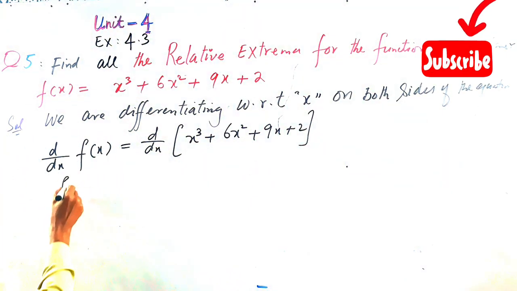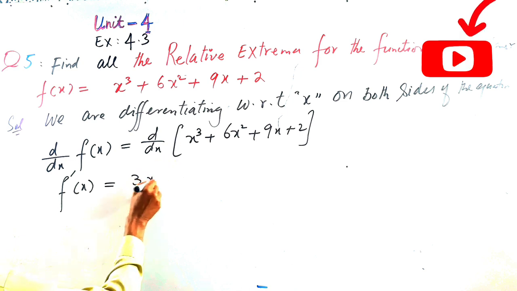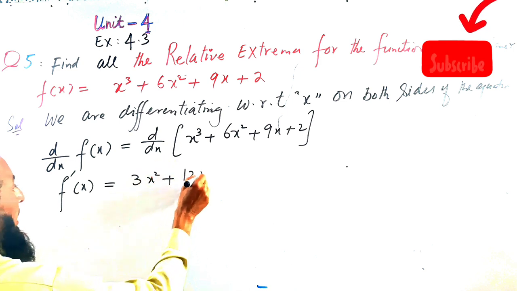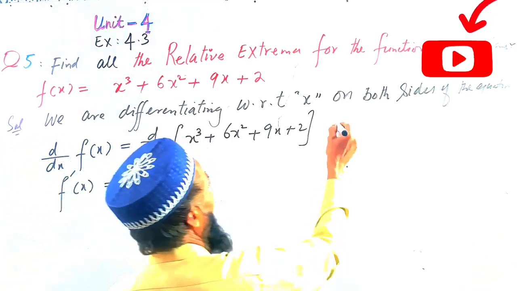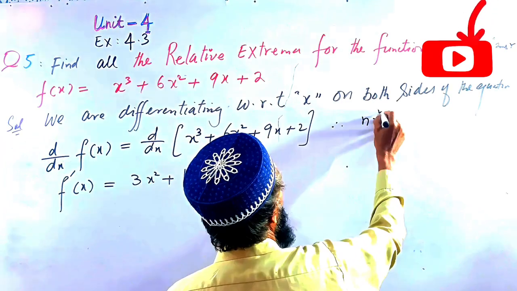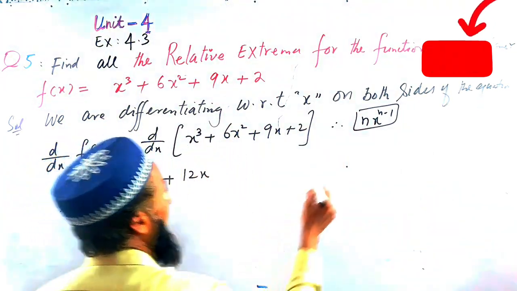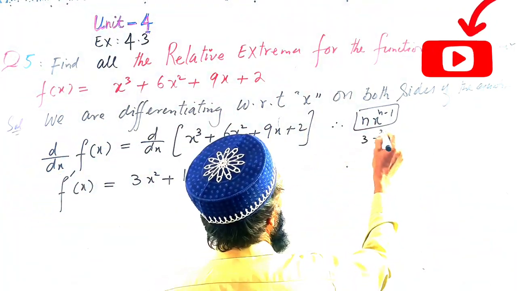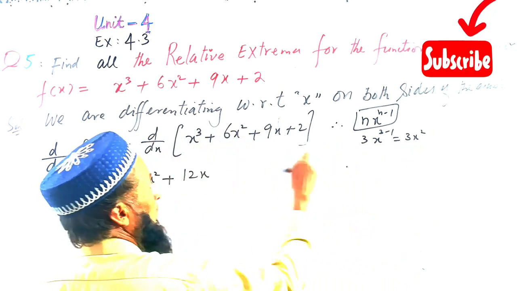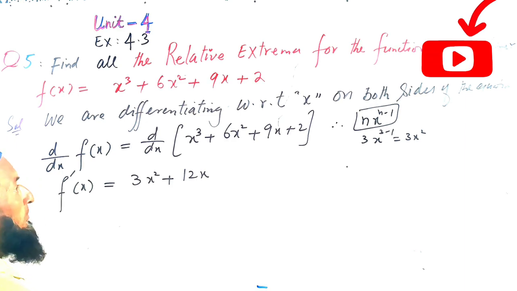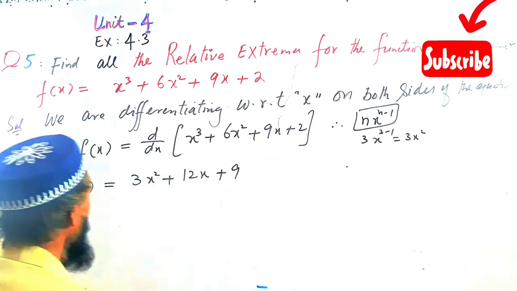We write this function as f dash x equal to 3x square plus 12x plus 9. 3 is the power; we are using the power rule, n x to the n minus 1. According to this rule, here n is equal to 3, so we can write 3x to the 3 minus 1, that is 3x square. The derivative of x cube we can write in this form. Now plus 12x, whose derivative is 12, and plus 9, whose derivative is 0.